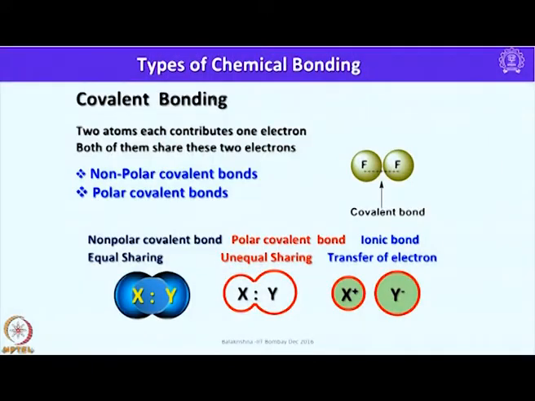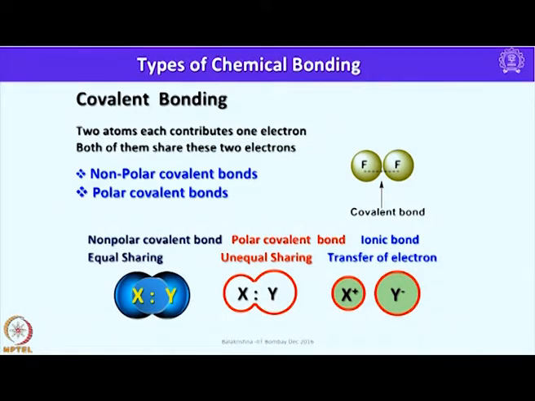Now, for covalent bonds I have shown, two atoms each contribute one electron, and both of them share these two electrons. For example, you can see covalent molecules such as F2. When we make a covalent bond we have polar covalent bonds as well as non-polar covalent bonds. If the electronegativity difference between the two atoms is minimum, or in the case of a homodiatomic molecule, it is essentially a non-polar covalent bond. When the electronegativity difference is larger, that results in a polar covalent bond, and if it is much larger, that results in ionic bonding. Those are the three categories of bonding I have shown here.